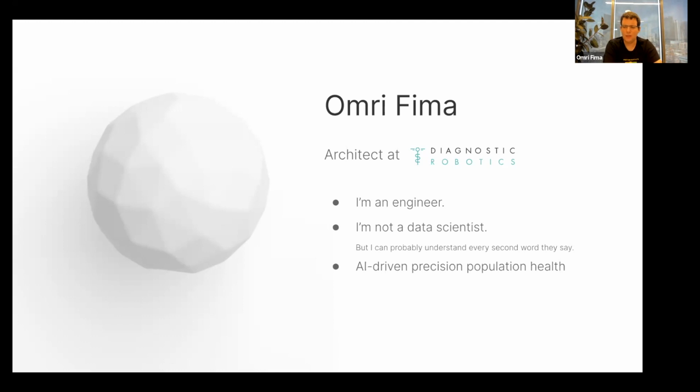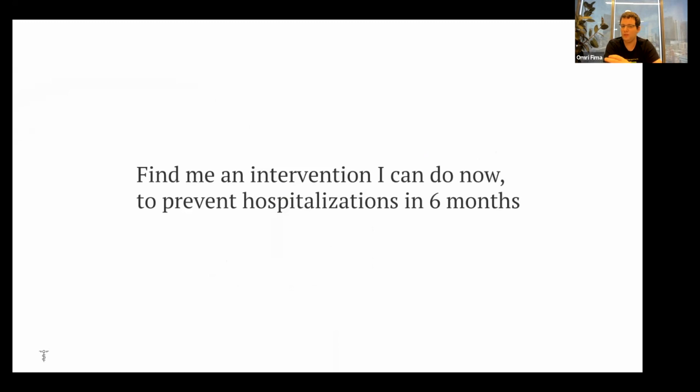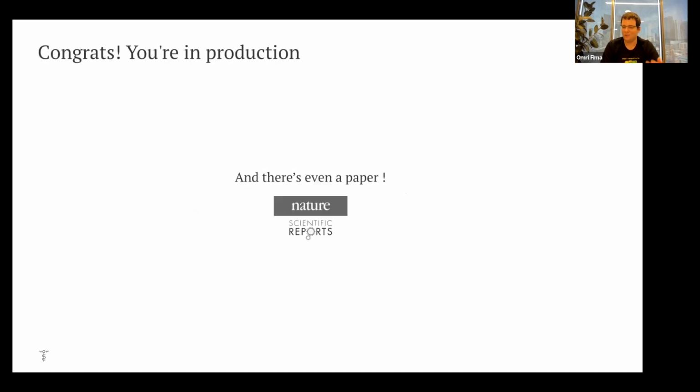So the way we do that, and actually the way our machine learning story started, is just probably like any other AI story, with a notebook. And we had an experiment and we were asked to do something which goes sort of in the way of, okay, find me something I can do now to prevent hospitalizations from heart failures in 6 months from now. So we did our research and we took the data and we built a model and everything works. And congratulations, there's even a client who wants to use this model in production. Hey, and there's even a paper. So we can now get into production, right?